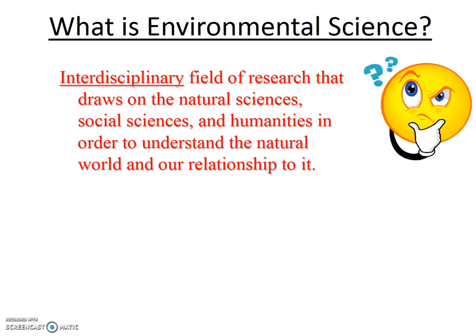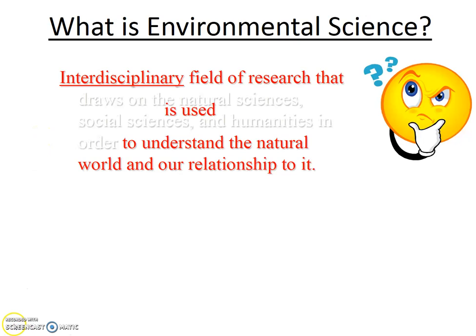First, interdisciplinary. That means it uses many different disciplines. And I guess the second part of this first sentence could be omitted if we wanted a more concise definition. There. So, an interdisciplinary field of research that is used to understand the natural world and our relationship to it. Okay, so environmental science is interdisciplinary. It integrates many natural sciences, social sciences, and even humanities.